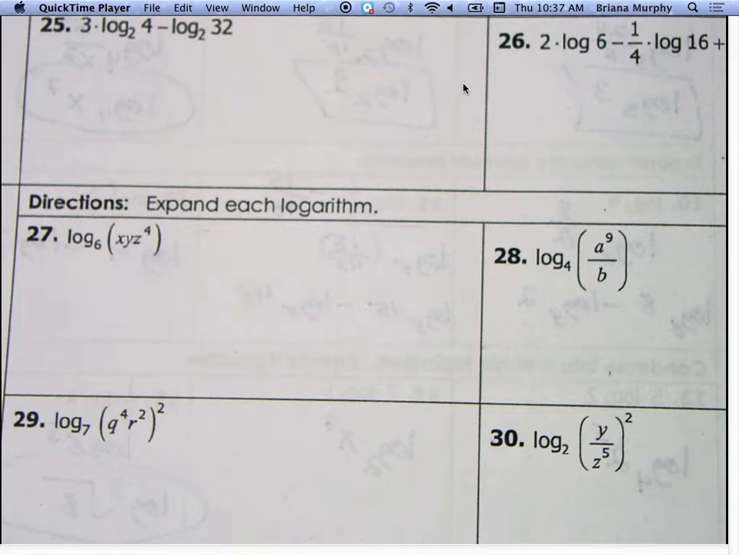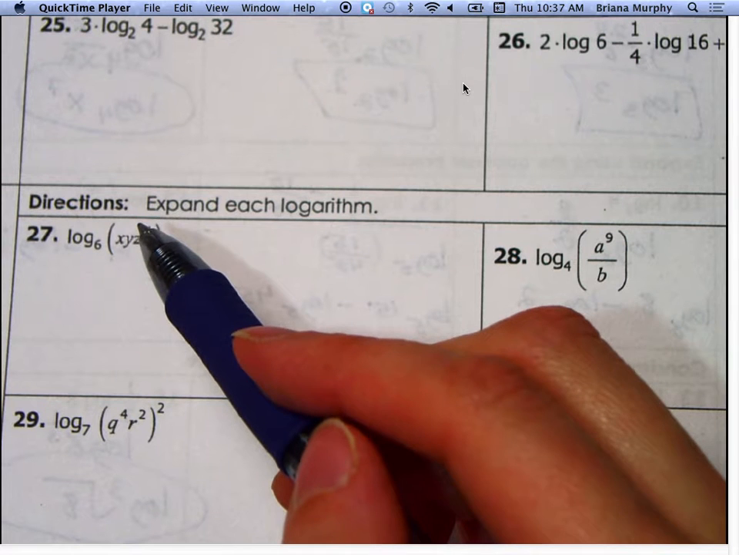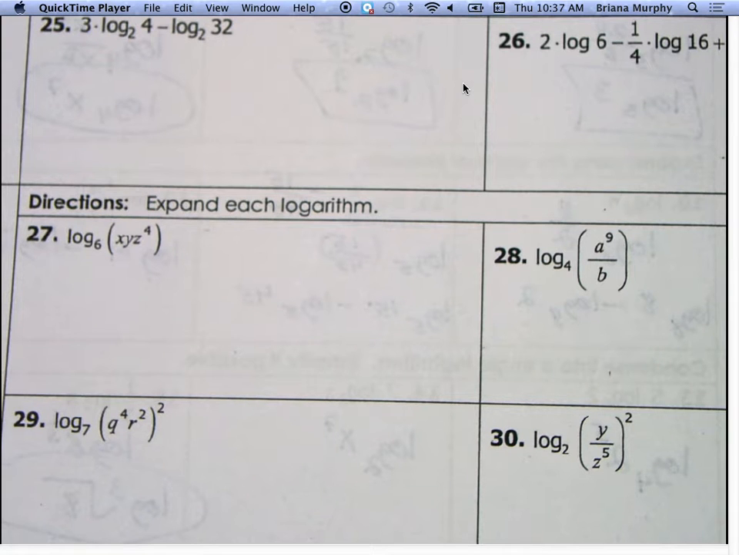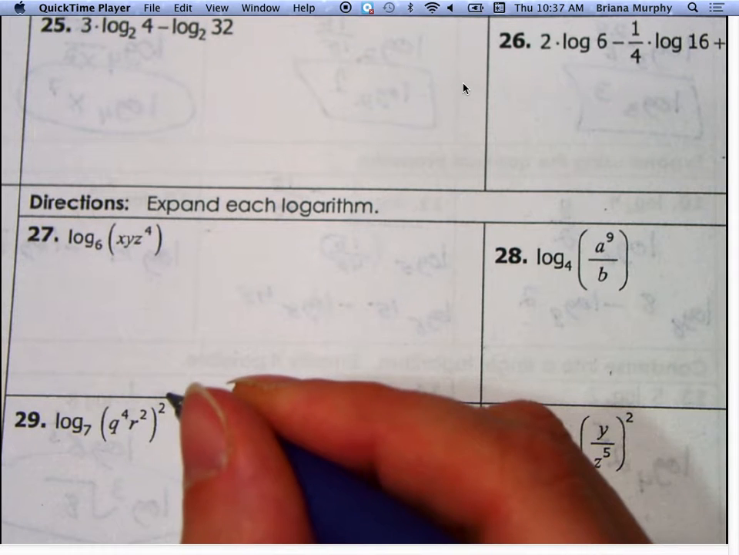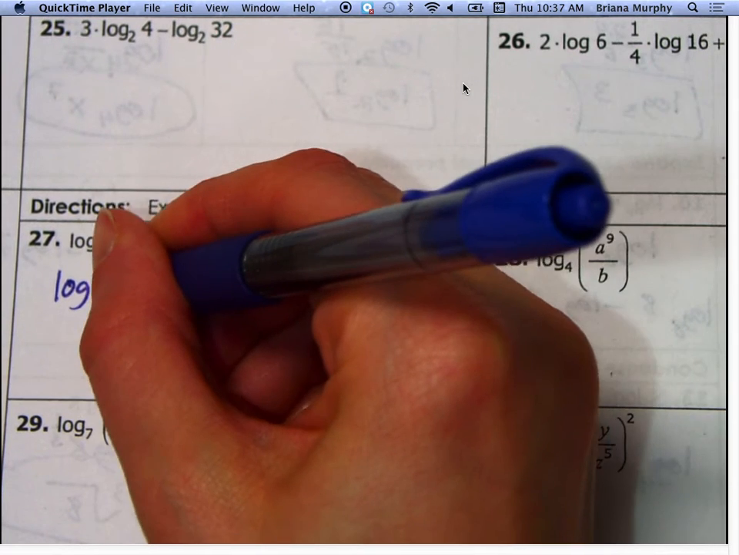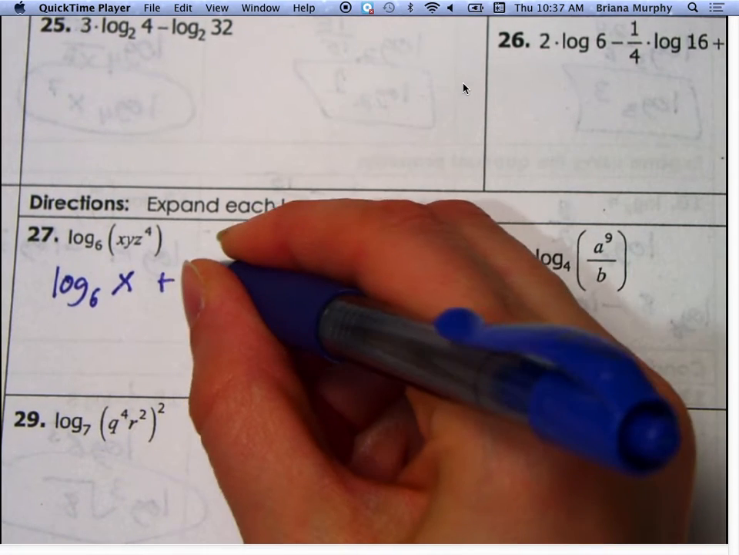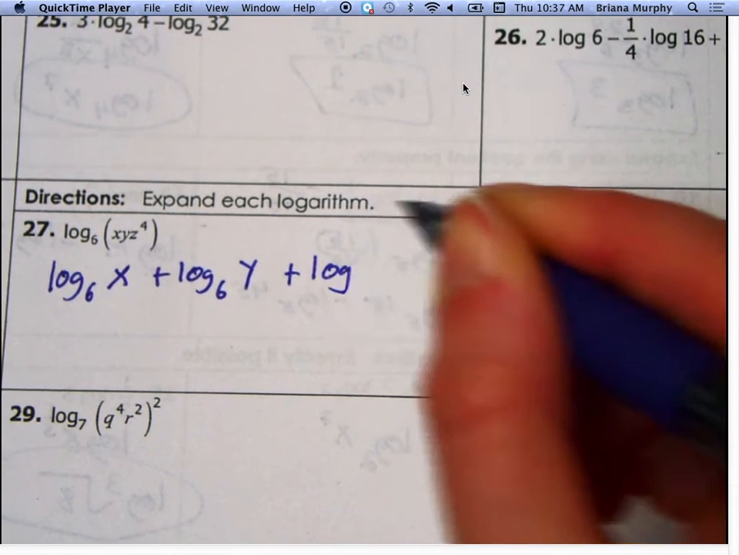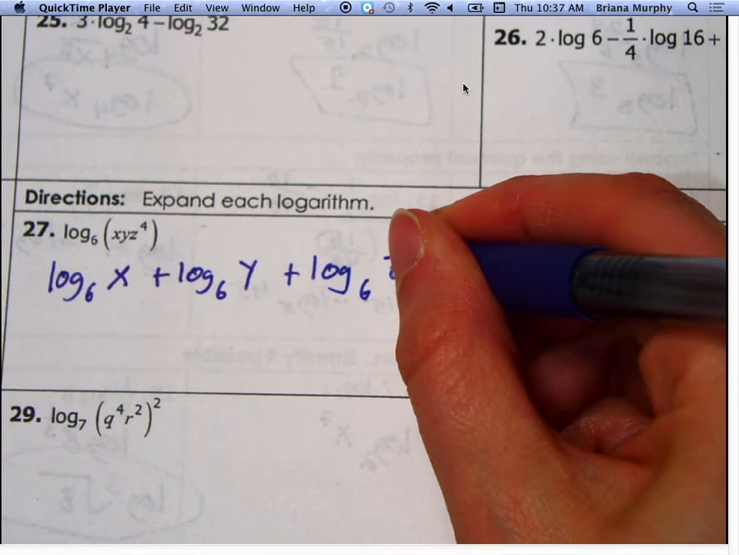Yeah? Okay. So log base 6, parentheses, x, y, z to the 4th. You could have first just plugged that into the calculator. So the first thing I want to do is separate these by product rule. So I'm going to get log base 6 of x, plus log base 6 of y, plus log base 6 of z to the 4th.